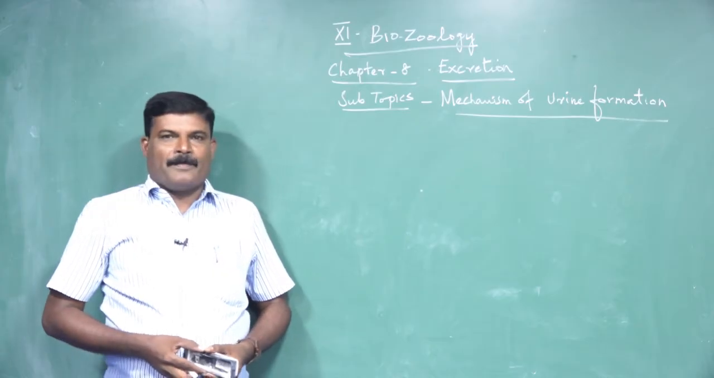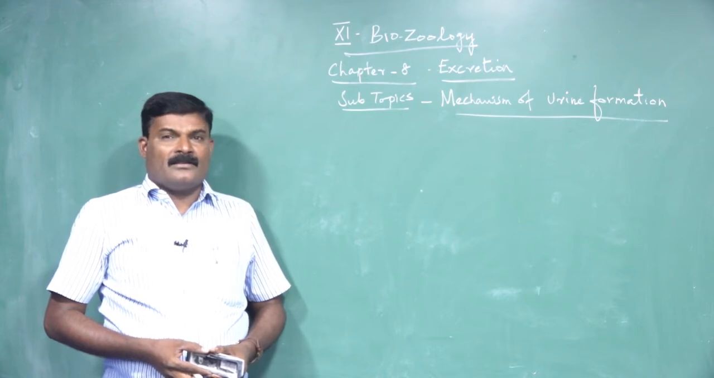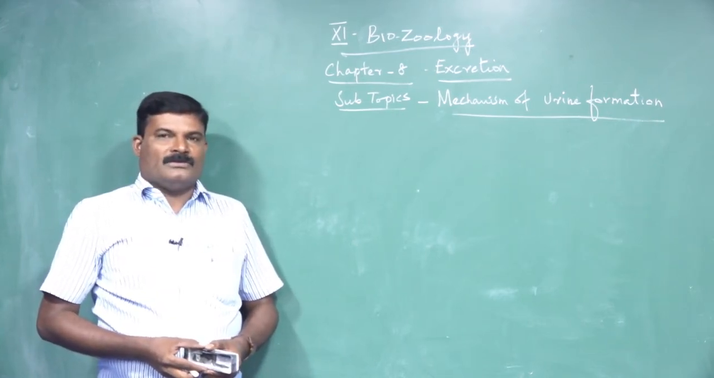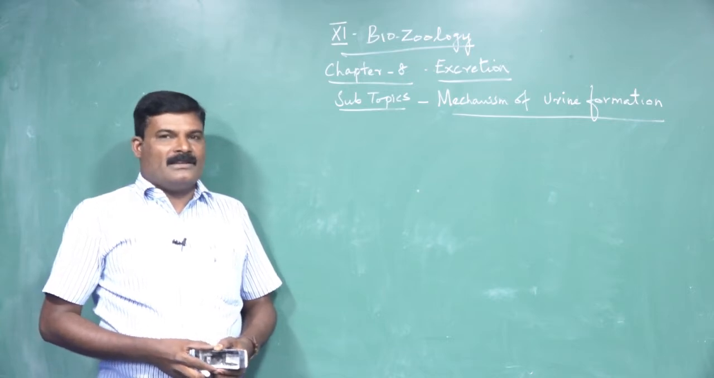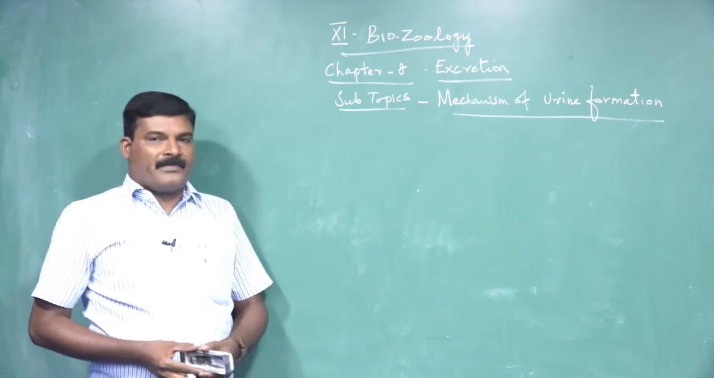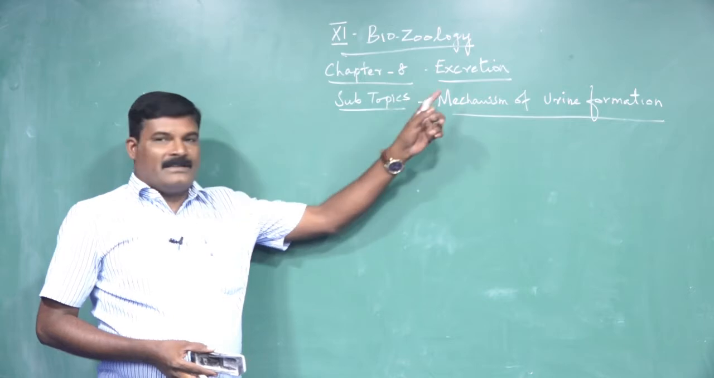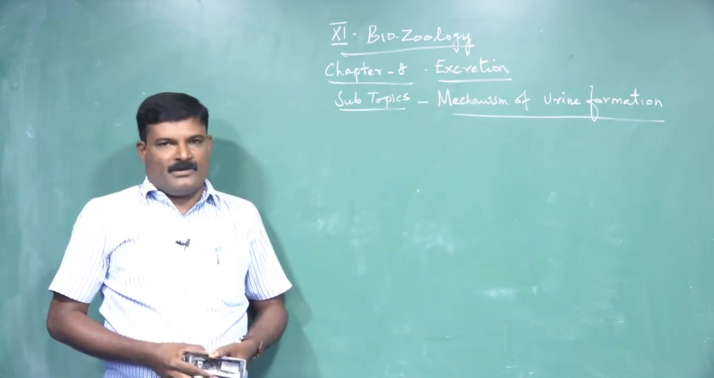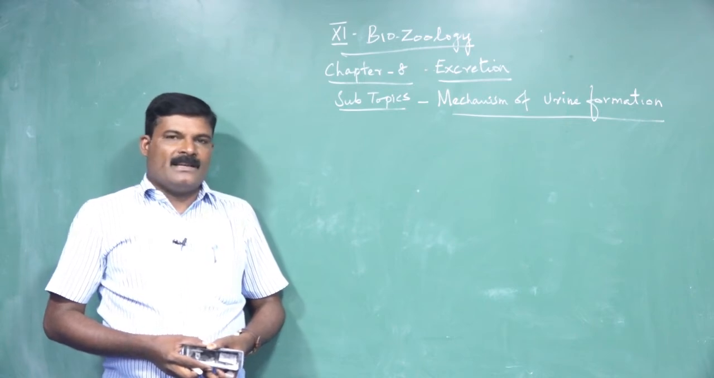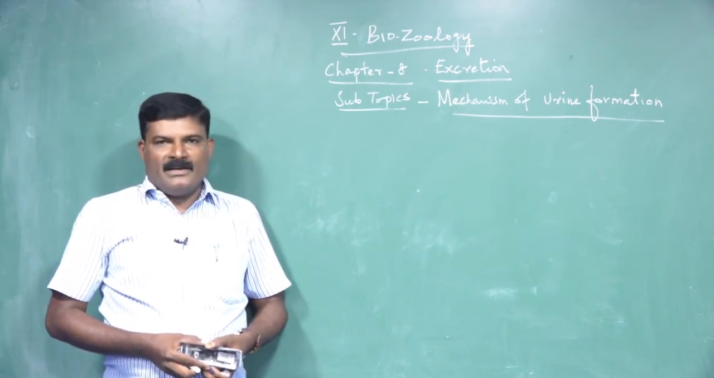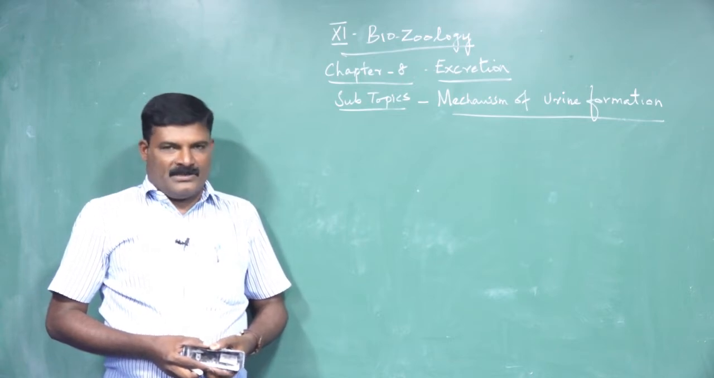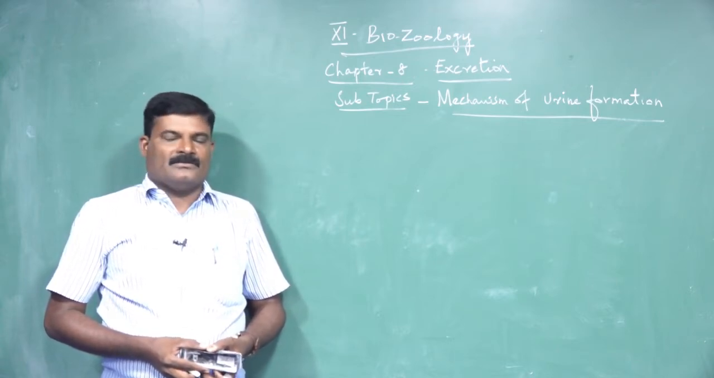Good morning, students. In this session we will learn about 11th standard Bio-Zoology, chapter number 8, Excretion. The subtopic is the mechanism of urine formation. In previous classes we already discussed what the excretion process is, the structure of the kidney, and the structure of the nephron.